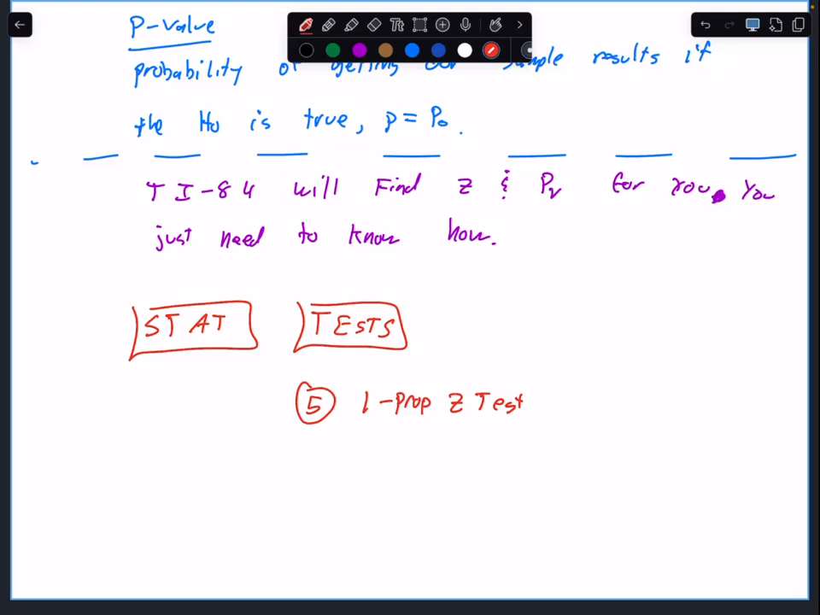And the word test is used because we're conducting a hypothesis test. Test stands for hypothesis test.